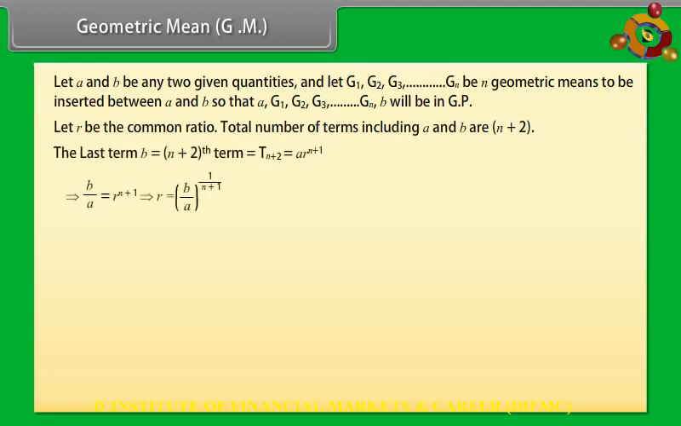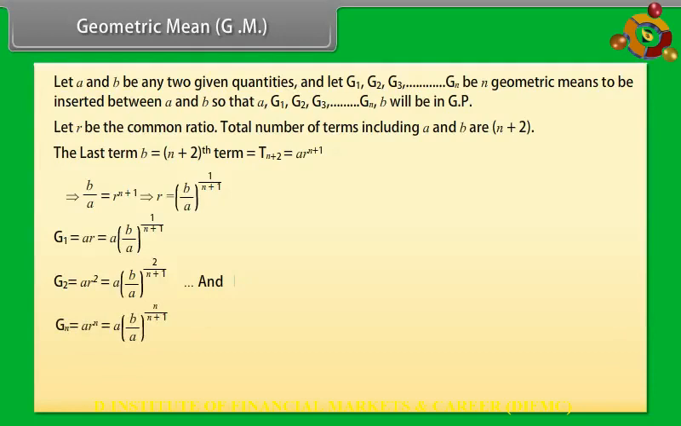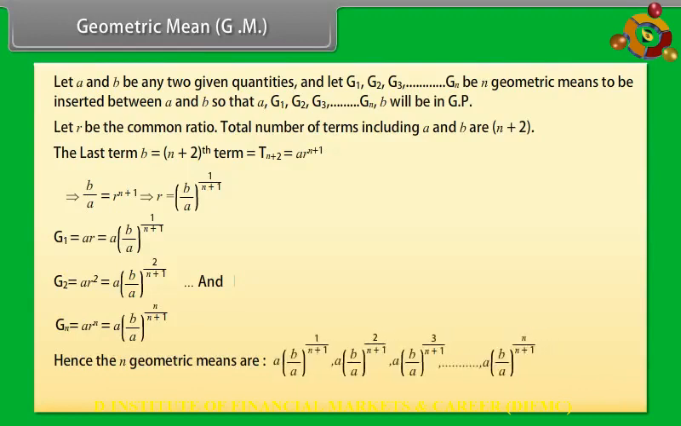The last term b is a into r raised to n plus 1, so r is equal to b by a raised to power 1 by n plus 1. G1 is equal to a into r is equal to a into b by a raised to power 1 by n plus 1. G2 is equal to a into r square is equal to a into b by a raised to power 2 by n plus 1. And so on. And Gn is equal to a into r raised to the power n is equal to a into b by a raised to power n by n plus 1. Hence, the n geometric means can be inserted between a and b.